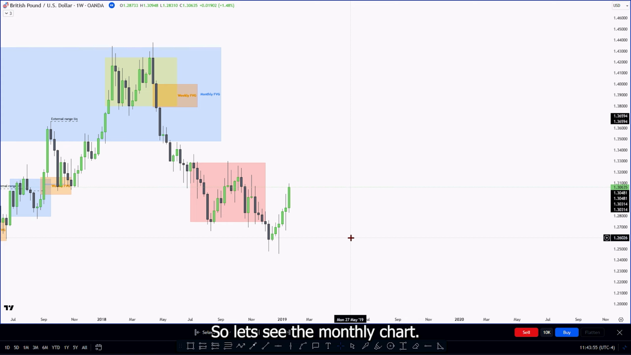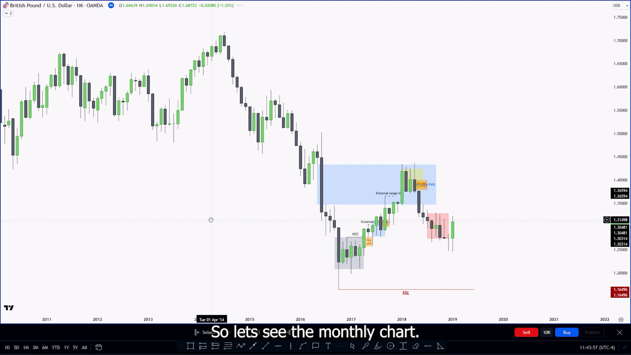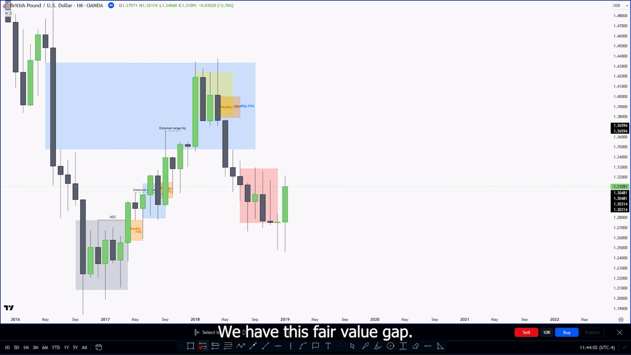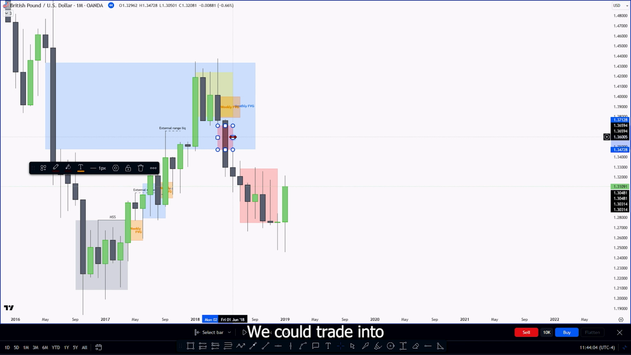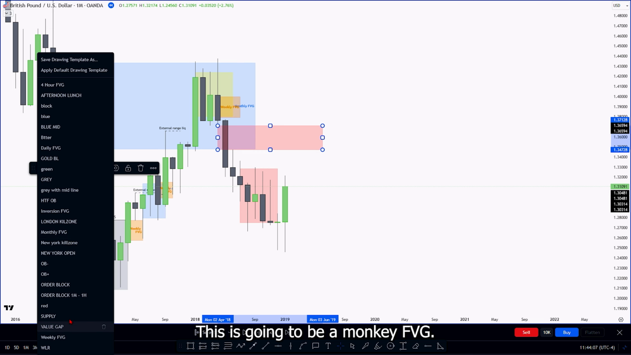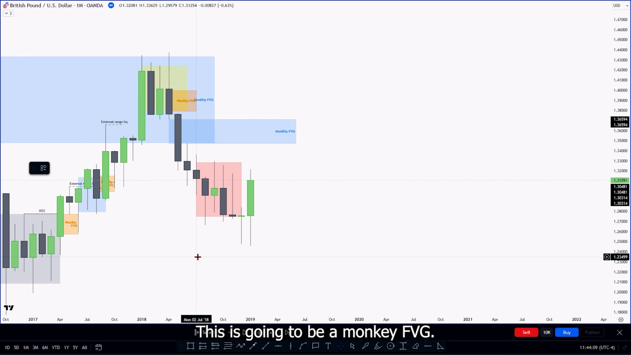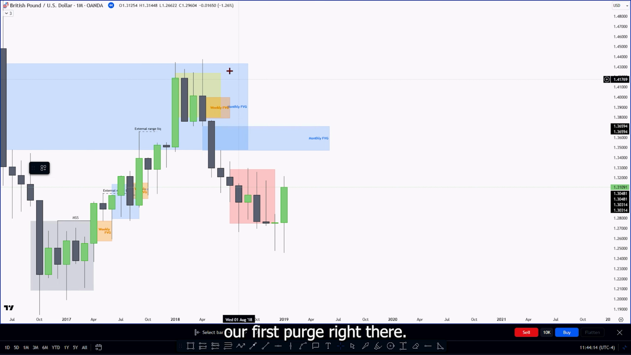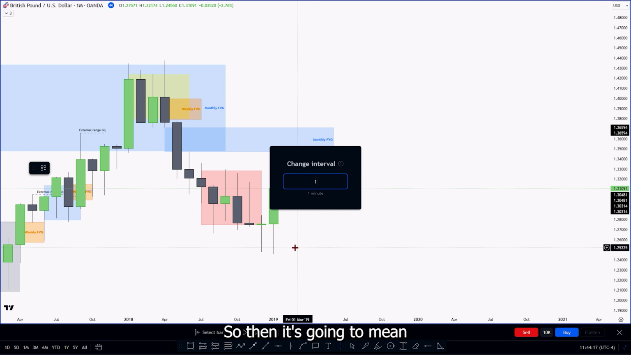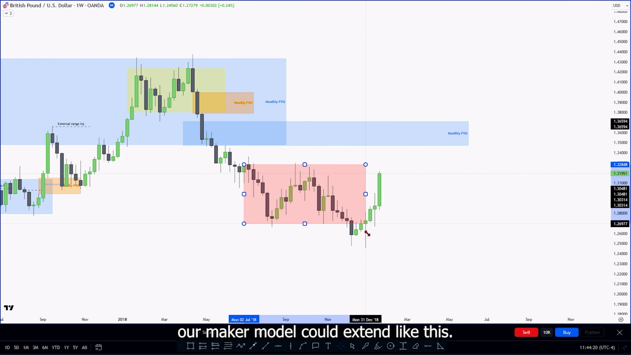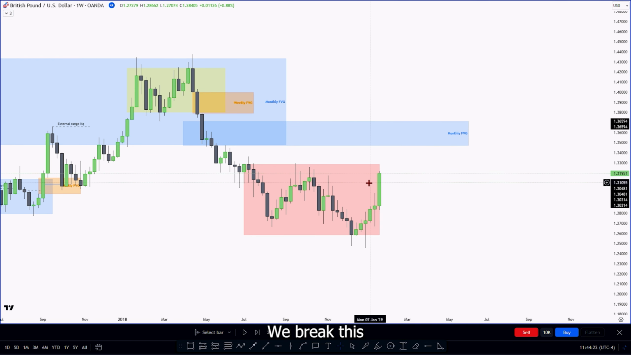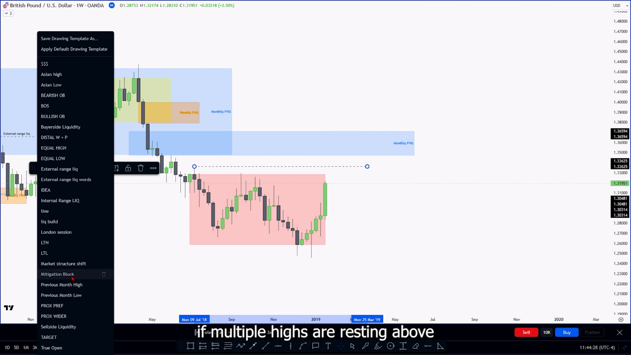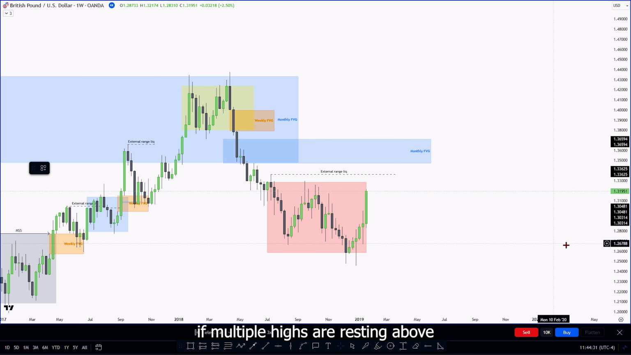See the monthly chart. See we have our consolidation here. We have this fair value gap. We could trade into this right here. This is going to be the monthly FVG. Mind you, this can happen based on if we took out our first purge right there. So then that's going to mean our maker model could extend like this. So we break this, taking out this external range highs right here. We have multiple highs resting there below. See what the market does.